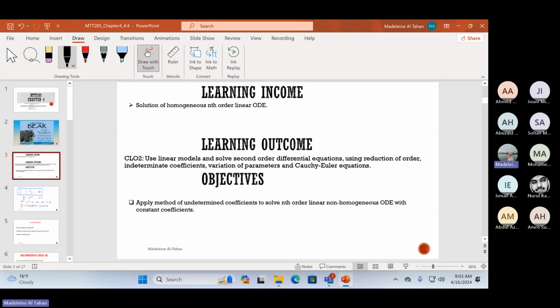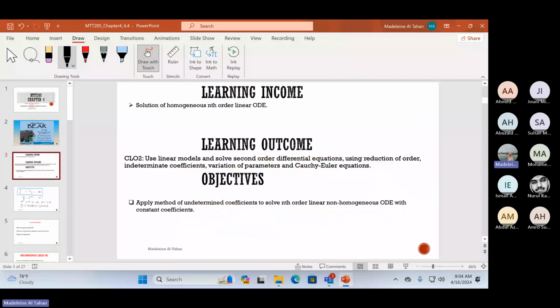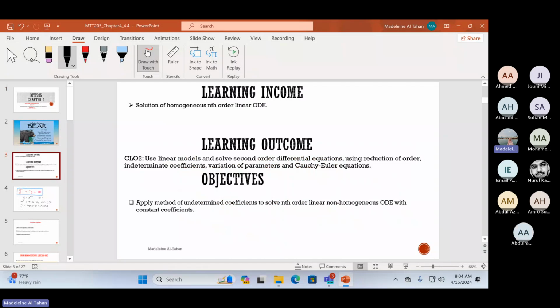Okay. Now, what's next? If we look at the title of our lecture, we already considered the homogeneous one. In this lecture, we care about undetermined coefficients, which is a method to solve the non-homogeneous case. In order to understand this lecture, all we need is how we find the solution of a homogeneous linear differential equation. Our learning outcome 2 and objective is to apply the method of undetermined coefficients to solve non-homogeneous linear ordinary differential equations with constant coefficients.